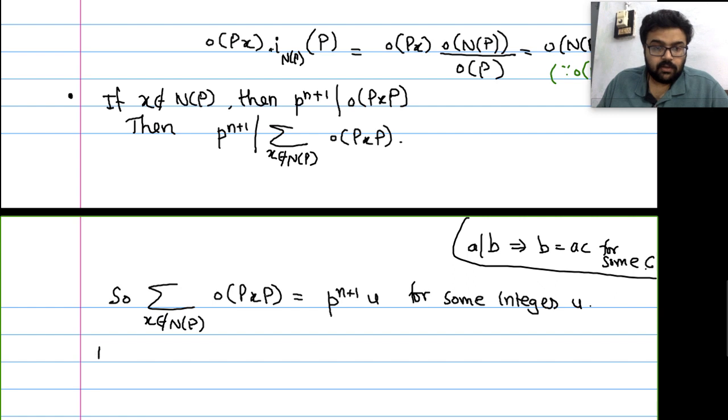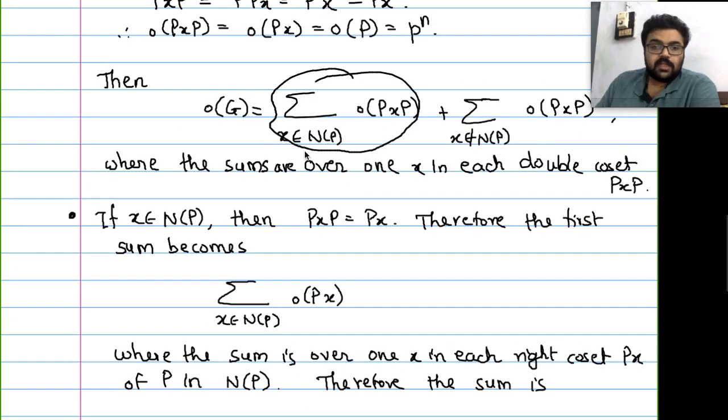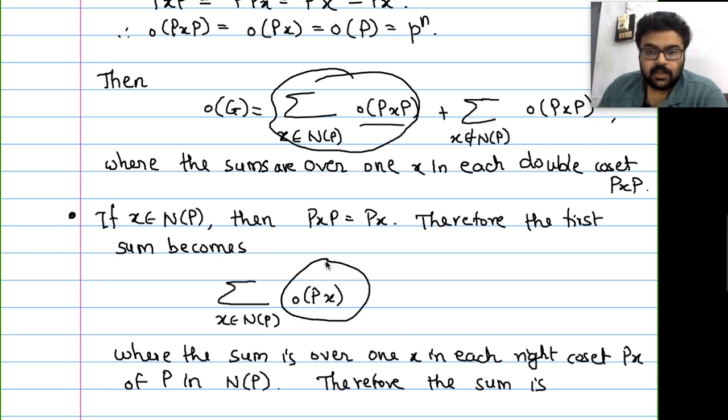So therefore the order of G can now be written as follows. What is the first sum? When x is in N(P), the double coset is nothing but the right coset Px. So it is the order of Px times the number of distinct x, one in each right coset. That means it is exactly the number of right cosets of P, where Px is a right coset of P but not in G. In G, x comes from G, but here x comes from N(P).